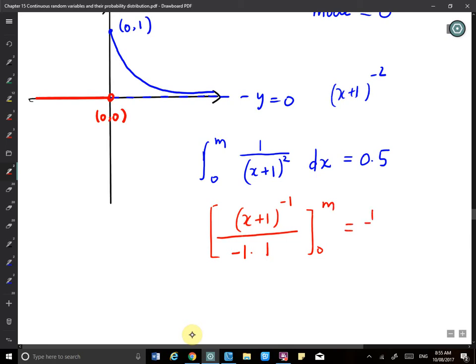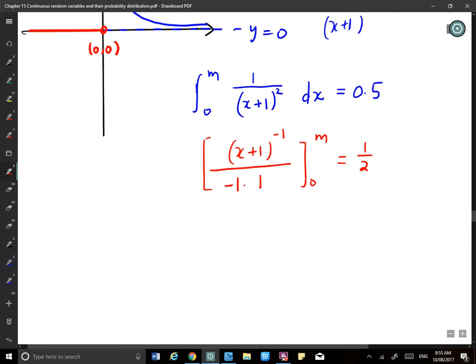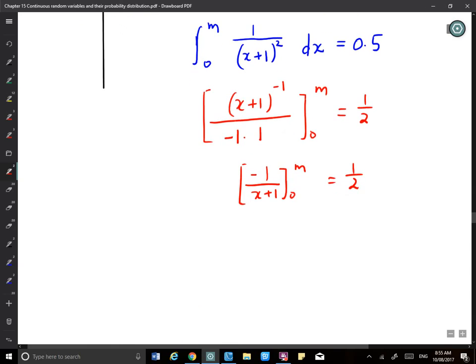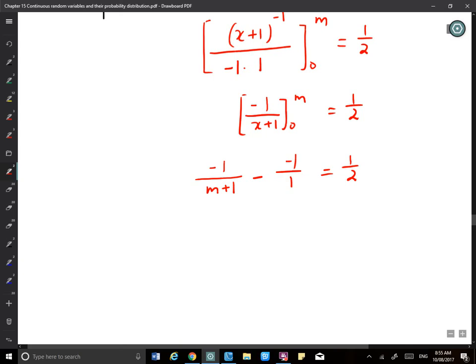From 0 to m equals half. So what I will have is minus 1 over (x plus 1), from 0 to m, equals half. Minus 1 over (m plus 1) minus minus 1 over 1 equals half. I have a plus 1 here, so I subtract the 1 on that side. You have minus a half. So m plus 1 equals 2. Then m equals 1.